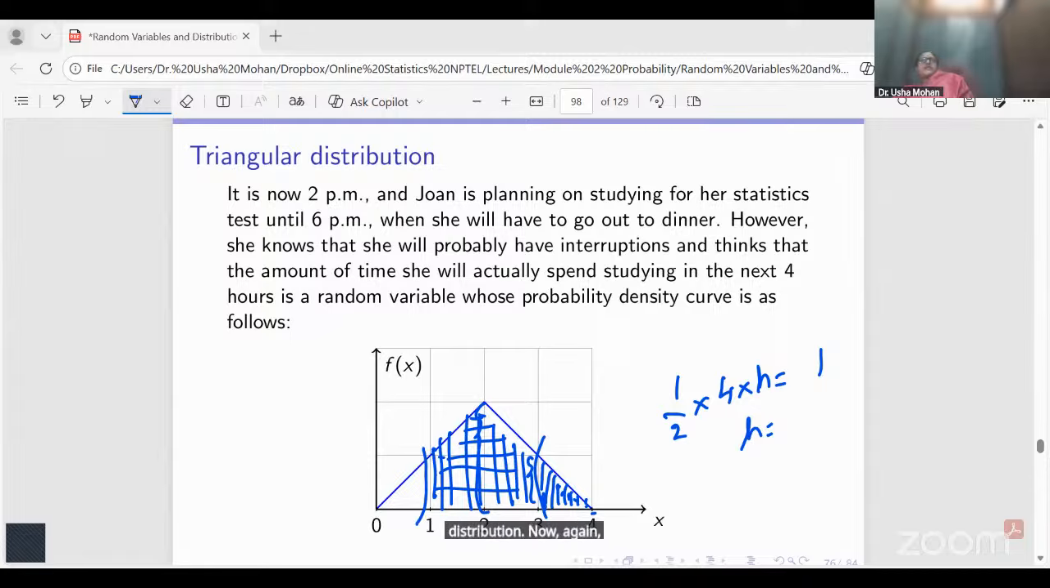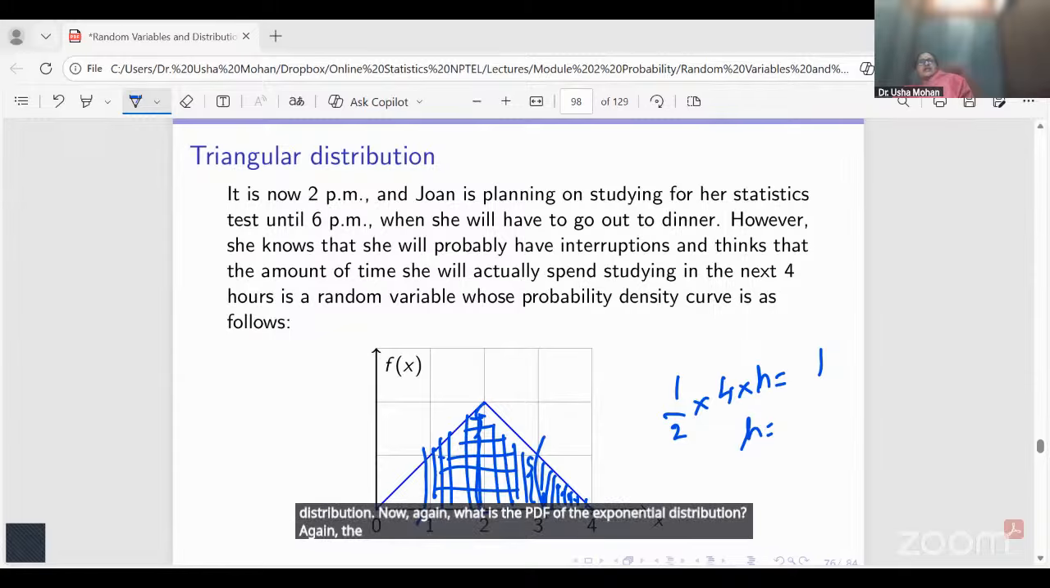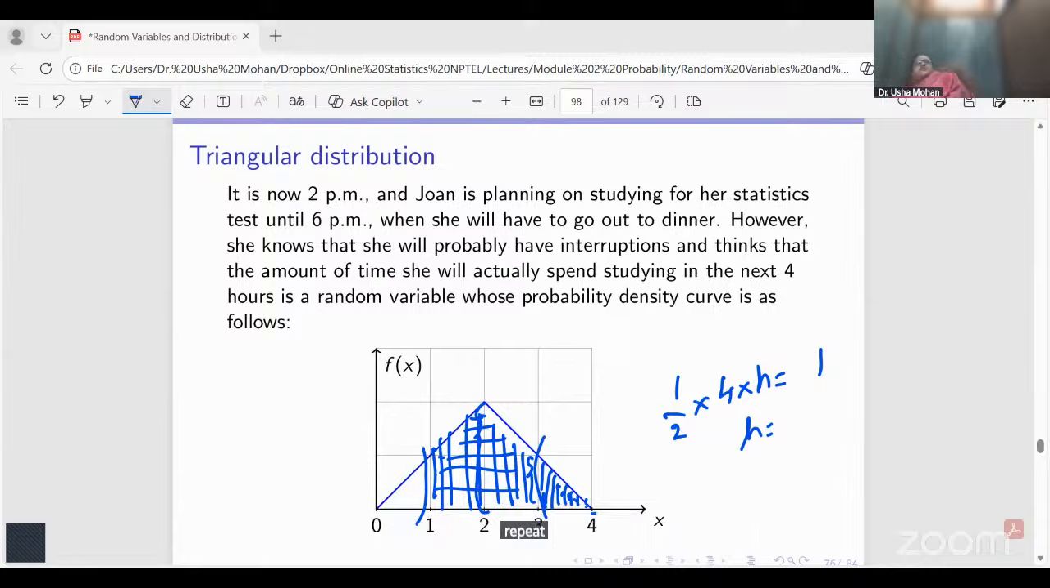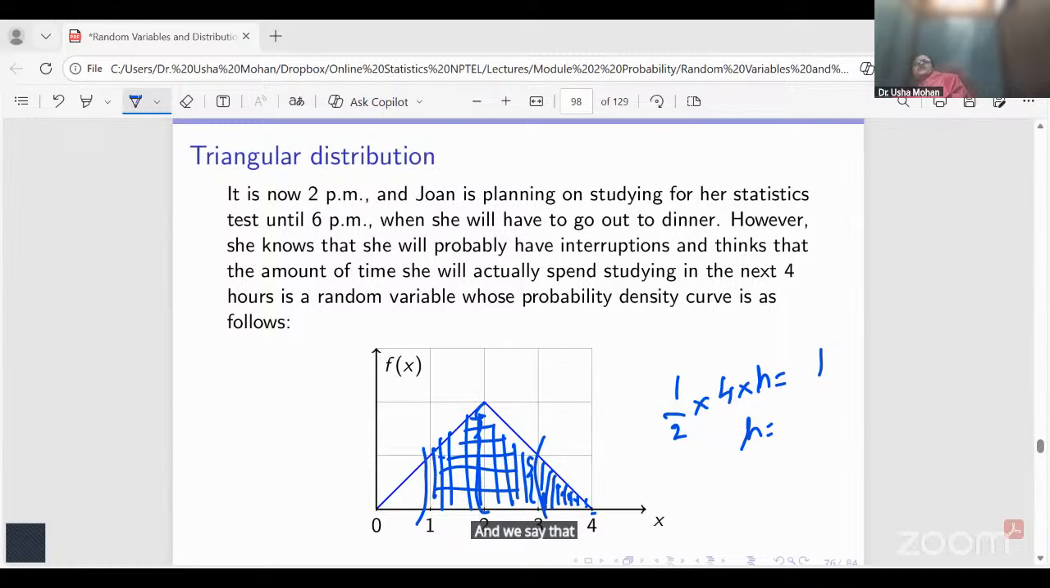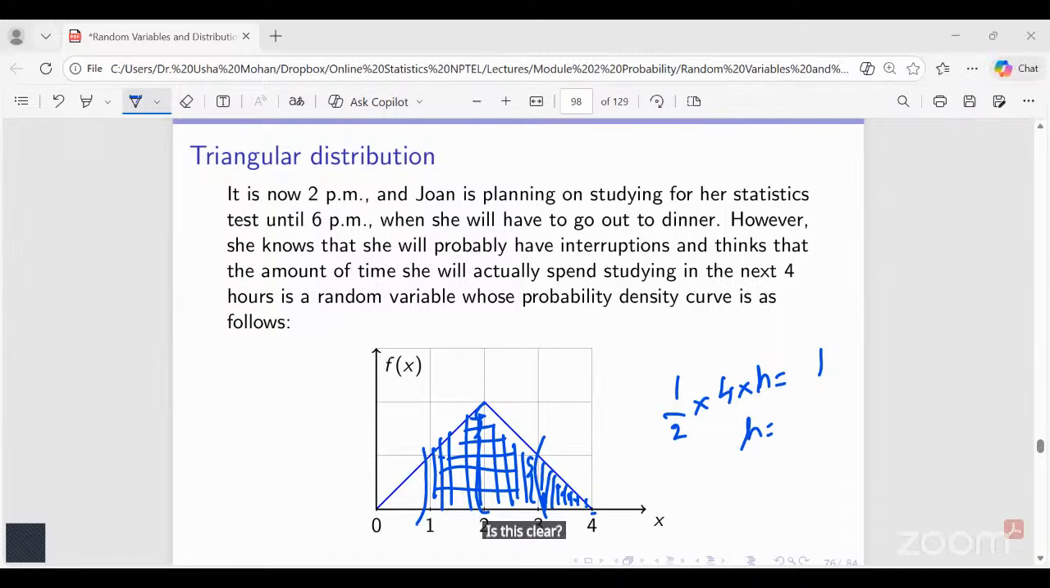Now, what is the PDF of the exponential distribution? Again, the parameter is lambda. It is lambda e to the power of minus lambda x. I repeat, the PDF of an exponential distribution is lambda e to the power of minus lambda x if x is greater than or equal to 0, and 0 otherwise. And we say that x follows an exponential distribution with parameter lambda. Is this clear? Yes, ma'am.